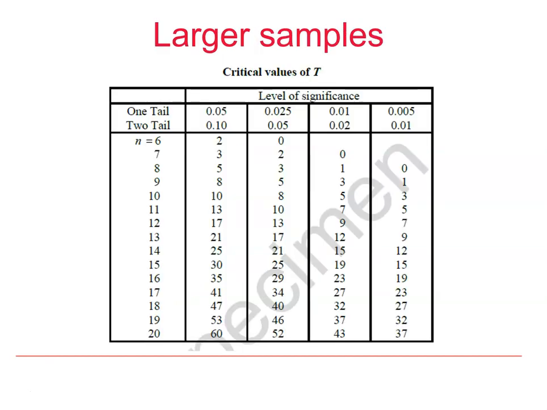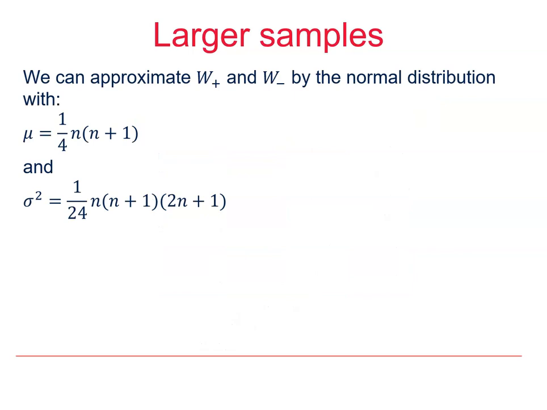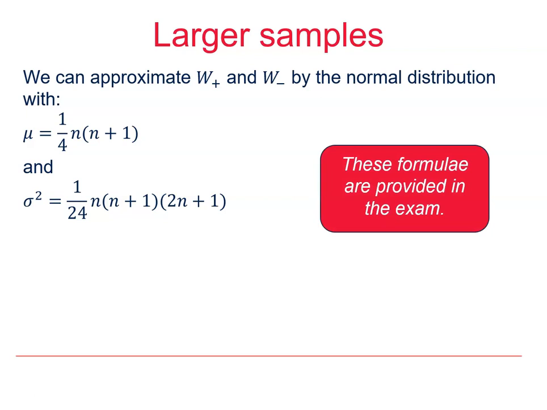You'll have noticed that the tables only go up to a sample size of 20. You can get tables which cover larger samples, or in fact work out the probabilities yourself. The distribution is not complicated, and investigating it is an interesting exercise. But it's not really necessary, because for larger n, both W plus and W minus can be approximated by a normal distribution. This information is provided for you in the exam, so you just have to remember to use it.